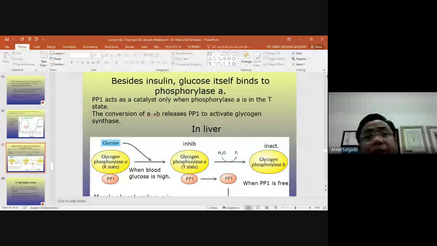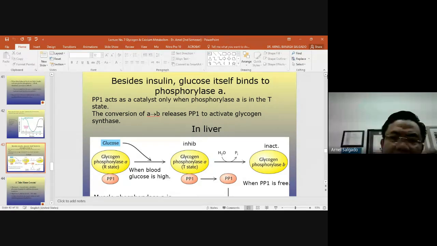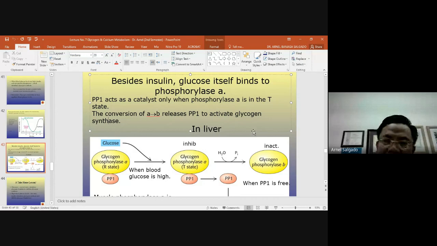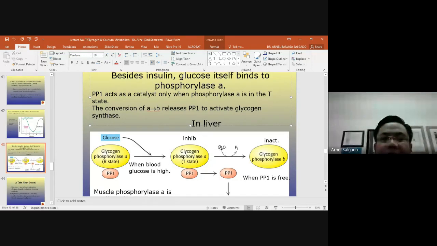So besides insulin, glucose itself binds to an enzyme called phosphorylase A. Now, protein phosphatase 1 acts as a catalyst only when phosphorylase A is in the active state. The conversion of active to inactive state, that is from A to B, releases PP1 to activate glycogen synthase. So this is how it goes.